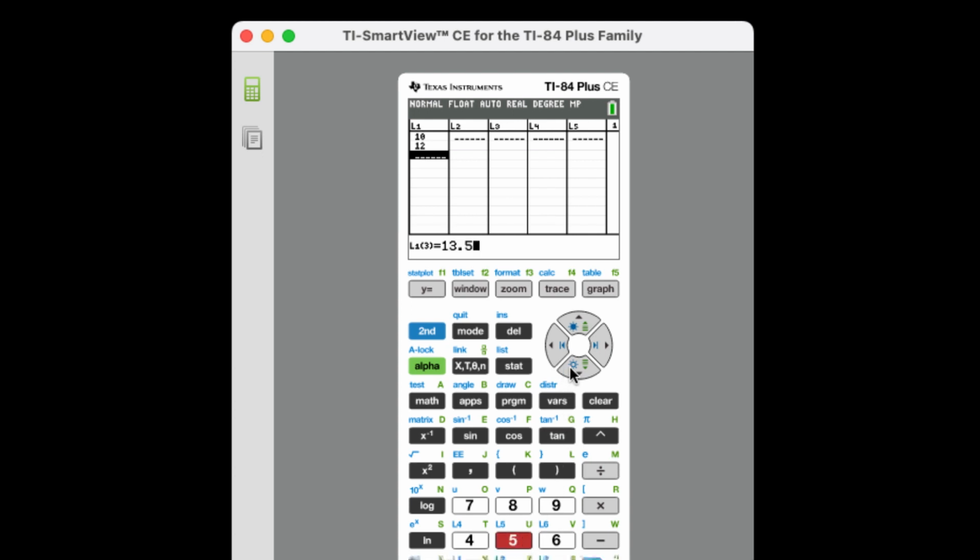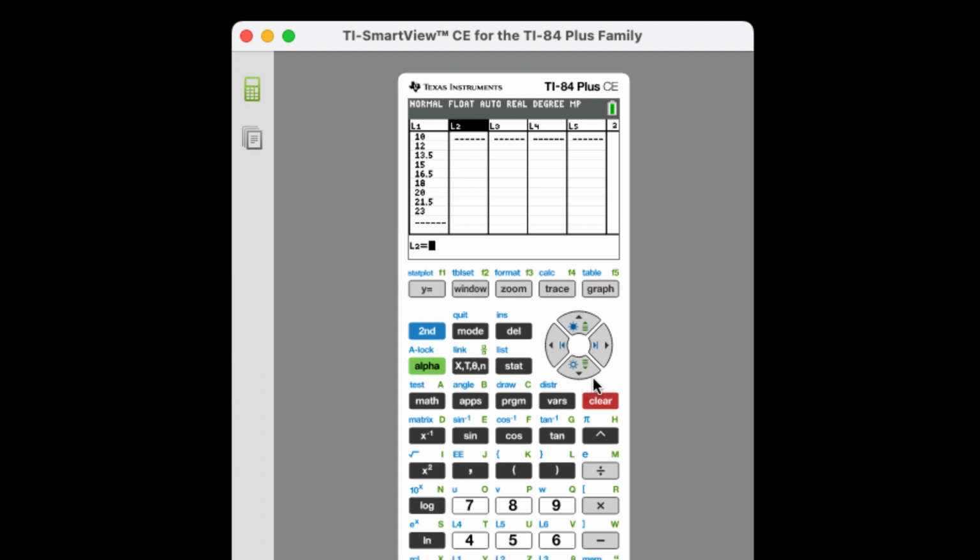13.5. We can scroll down. We can put enter. You can say 15, enter. 16.5, enter. 18, enter. 20, enter. 21.5, enter. What else? 23. Okay, now go to L2 because you guys are going to practice this.